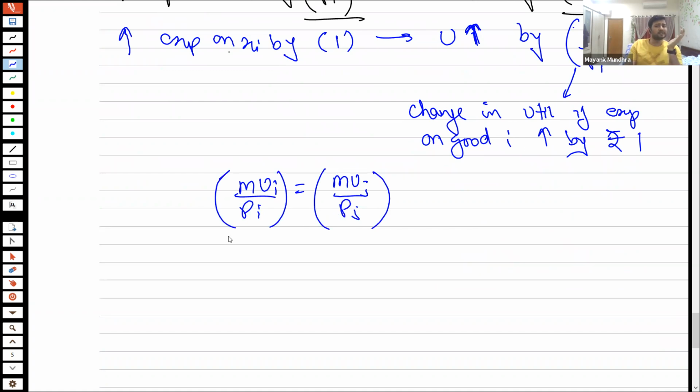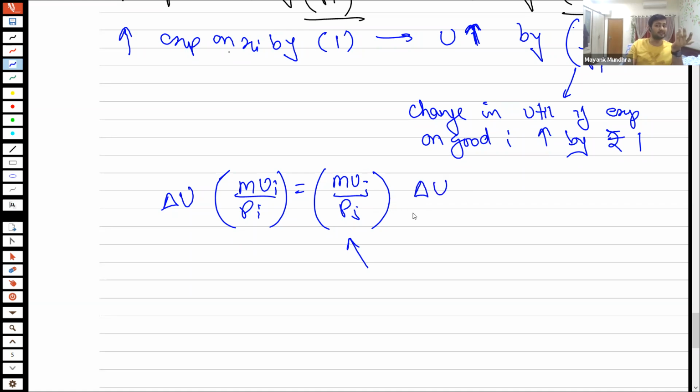So this basically says that if you increase expenditure on good I by 1 rupee, this is going to be the change in utility. Instead, if you were to put this 1 rupee in good J, this will be the change in utility. And it's going to be the same.